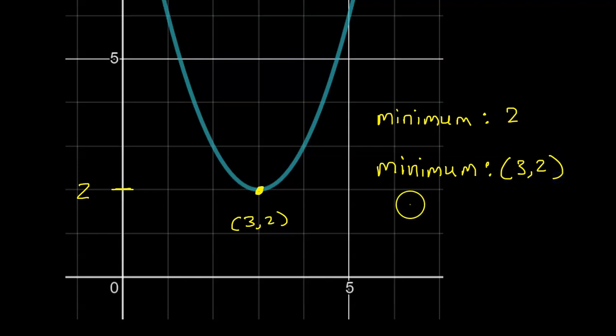So if you're in a class and you have a teacher, you need to ask your teacher whether or not your extrema should be given as just a y value or the full ordered pair. If you're taking a multiple choice test or something like that, if it's a single number, it's going to just be the y value. But if it's an ordered pair, then obviously it's the x and the y value.